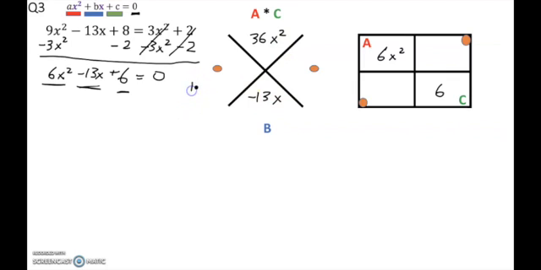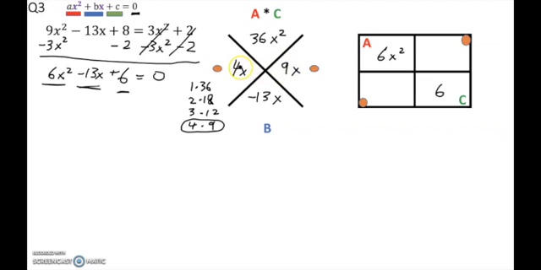Let's give it a try. We have 1 times 36 equals 36. 2 times 18 equals 36. Let's see, 3 times 12 equals 36. 4 times 9 equals 36. And I see a winner. So let's put 4x and 9x here.